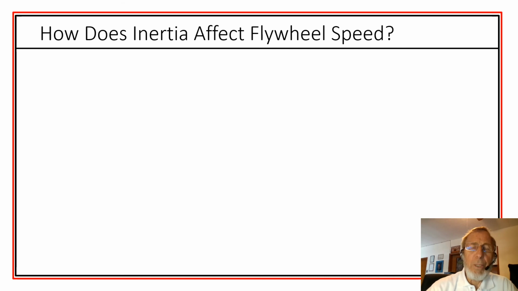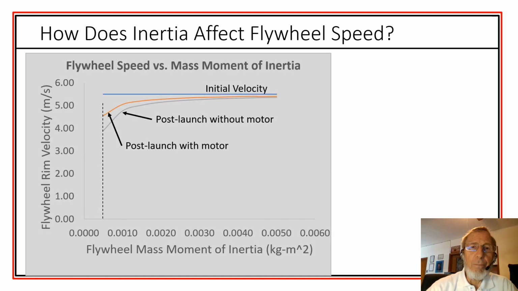So with this information, we can vary different properties. For example, we can vary the moment of inertia of the flywheel and see how that affects things. Here's a graph showing the initial velocity, the speed reduction that occurs after launch, which is the gray line. But if we have the motor adding some energy at the same time, it actually counters some of that loss.